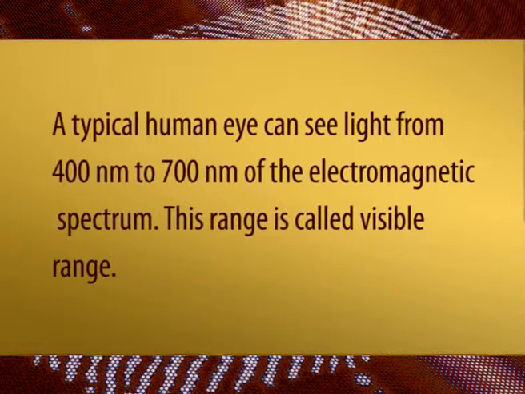A typical human eye can see light from 400 nanometers to 700 nanometers of the electromagnetic spectrum. This range is called the visible range. Not all colors that human eyes can distinguish are in the visible spectrum, such as brown, which is a mix of multiple visible spectrum colors. Photography is possible even in the non-visible range of the electromagnetic spectrum, such as in ultraviolet and infrared regions.